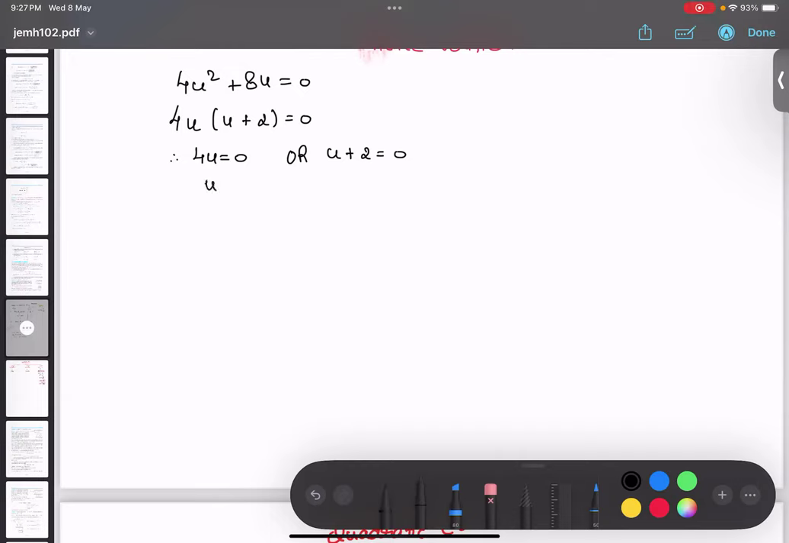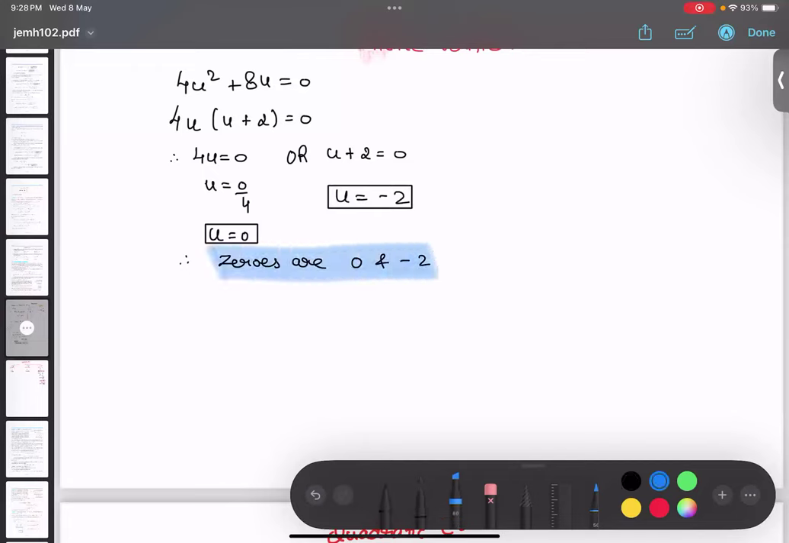Now, u equals 0 upon 4, so u equals 0. So the first answer, that means alpha, is 0. And u equals minus 2, so beta is minus 2. So these are the two zeros. Therefore, the zeros are 0 and minus 2. This is my first answer, what was asked.